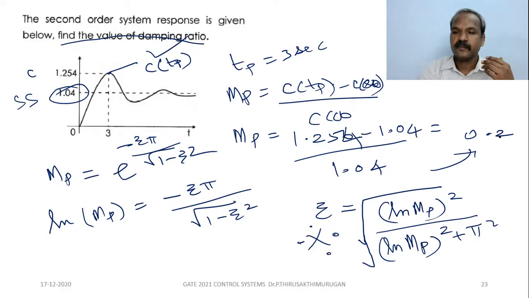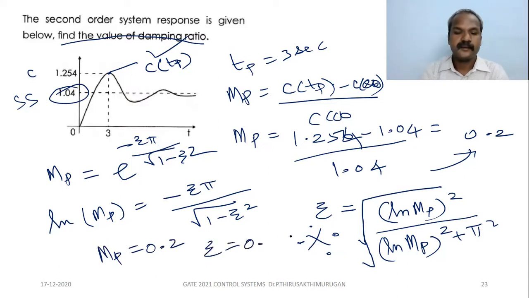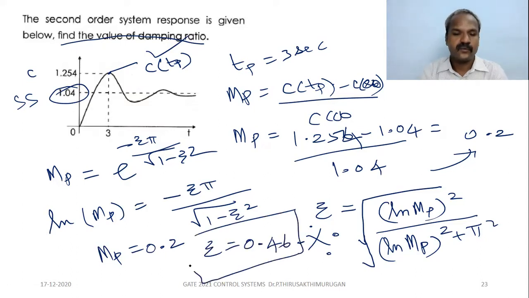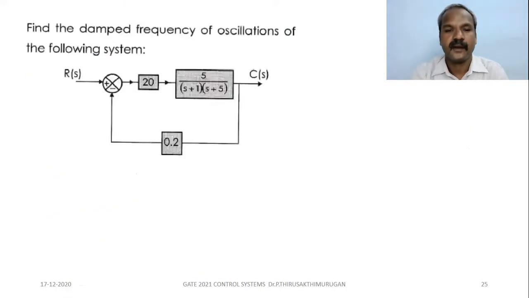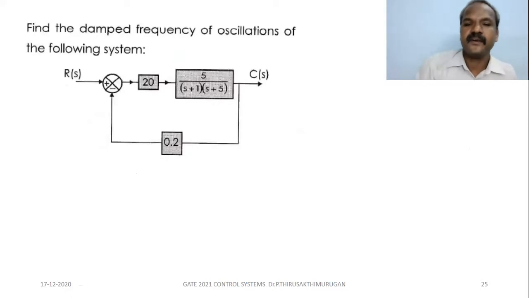MP is 0.2, so you substitute ln 0.2 here. By knowing MP equal to 0.2, we can get the zeta value equal to 0.46. This is an underdamped system. Okay, 0.46. Next is, find the damped frequency of oscillations for this system.